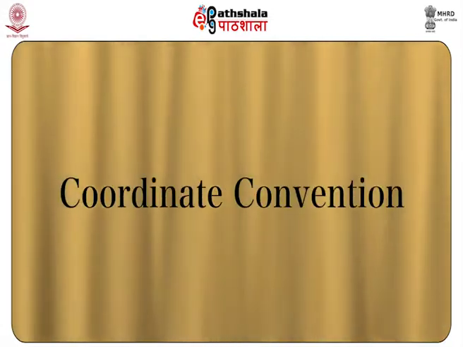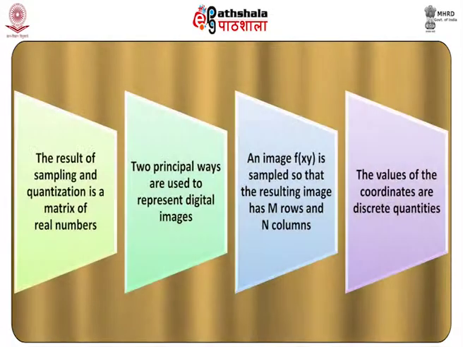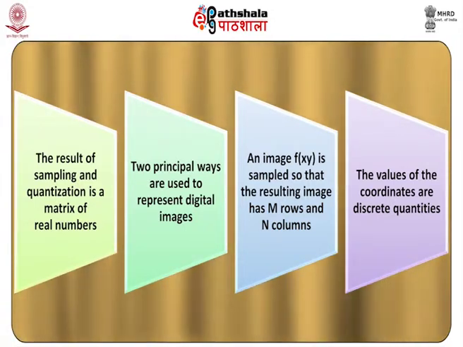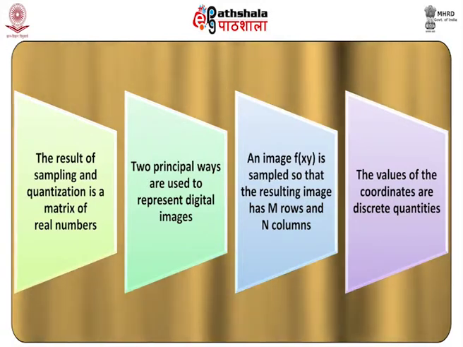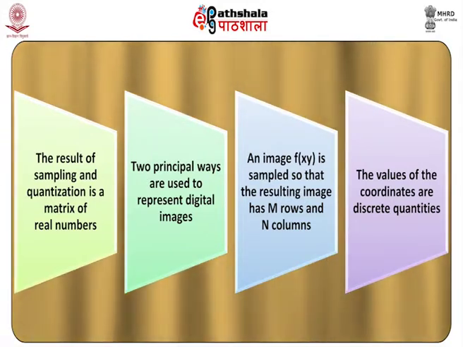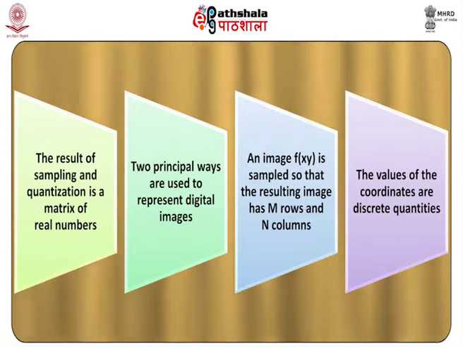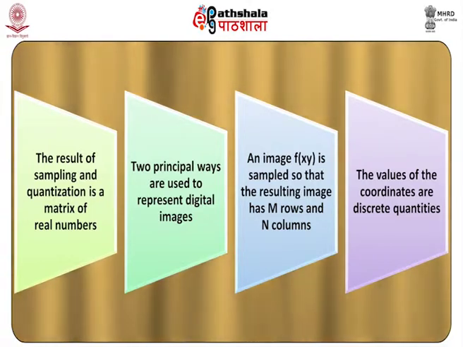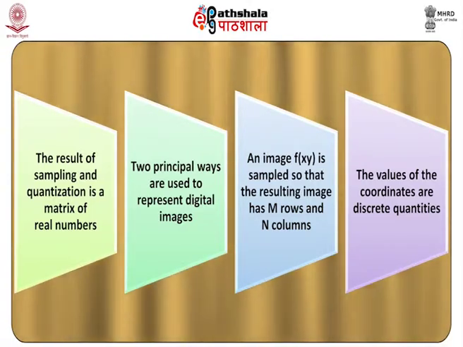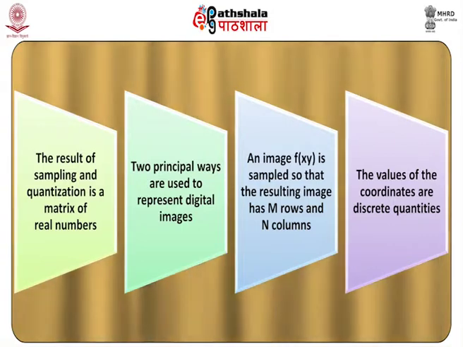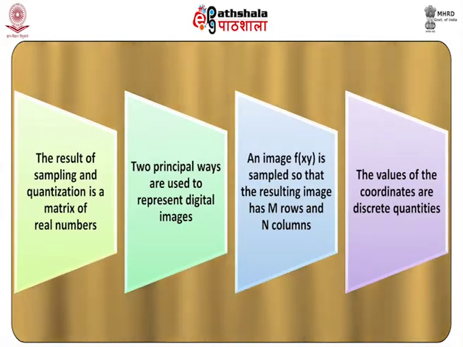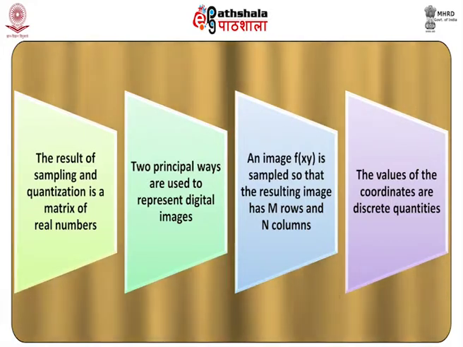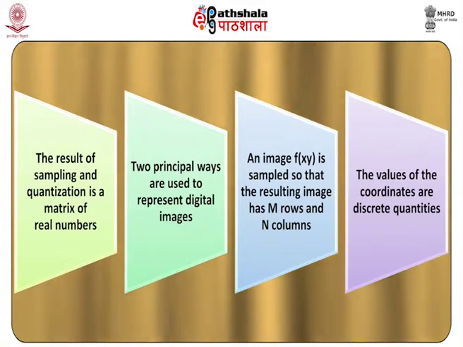Next, about the coordinate conventions. The result of sampling and quantization is a matrix of real numbers. Two principal ways are used to represent digital images. An image, that is the function f of x and y, is sampled so that the resulting image has m number of rows and n number of columns. That is, you can also represent it as m cross n. The values of the coordinates are discrete quantities.